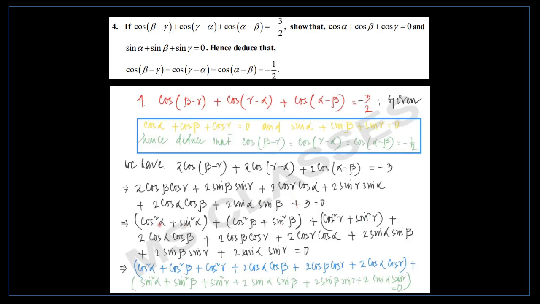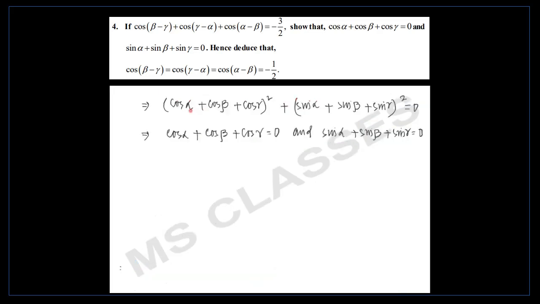This one is cos square alpha plus sin square alpha. Next one is cos square beta plus sin square beta, and then cos square gamma plus sin square gamma. After that, I have taken all cos together in one bracket, all the sin together in the other bracket. Now this is the a plus b plus c whole square format. We got the sum of the two squares is 0, so individually the factors are 0.